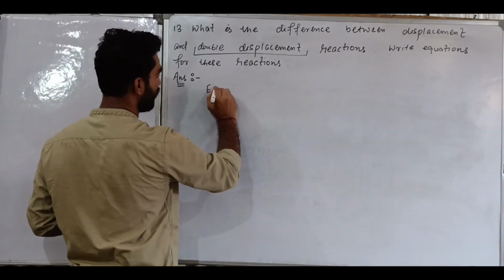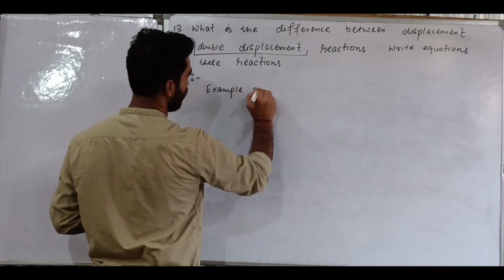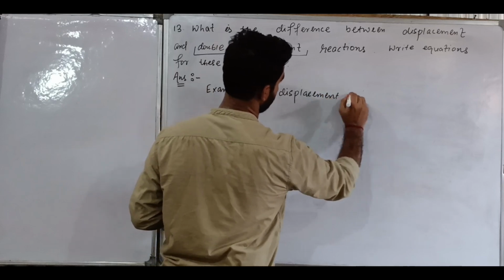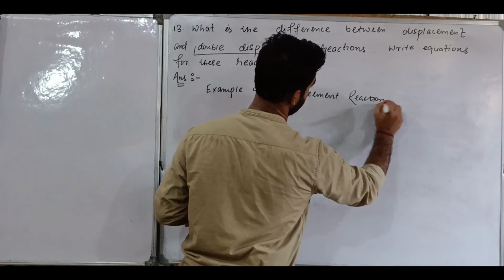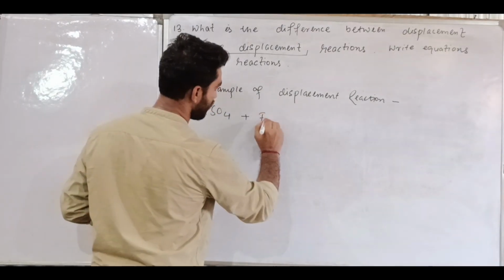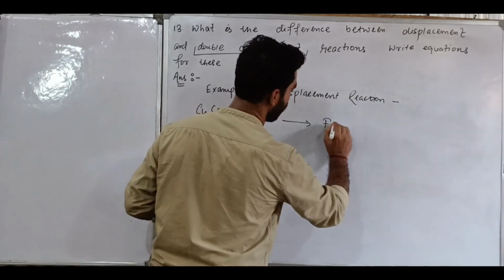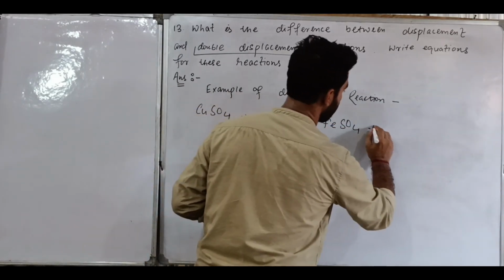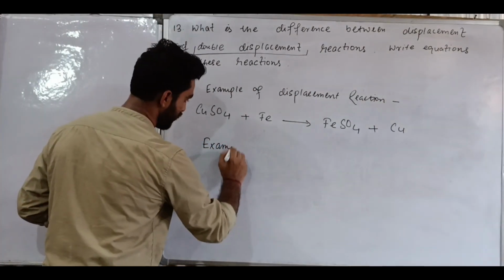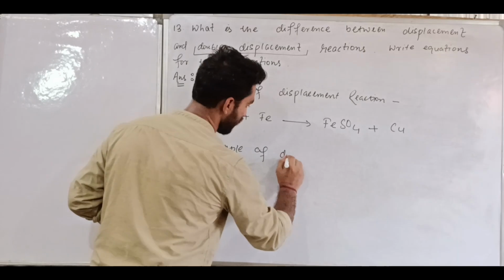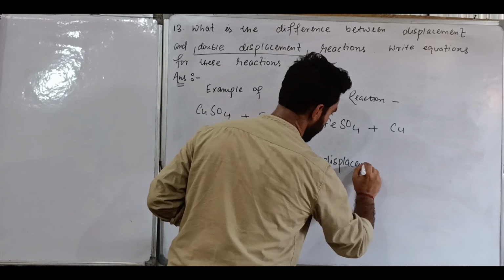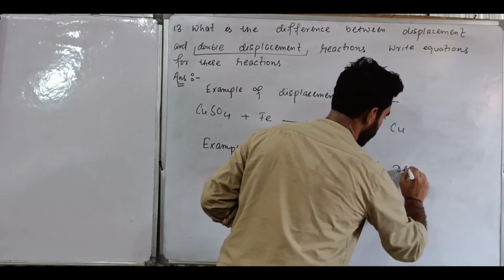So first one, example of displacement reaction. Copper sulfate reacts with iron. They will form iron sulfate plus copper. Next, example of double displacement reaction.